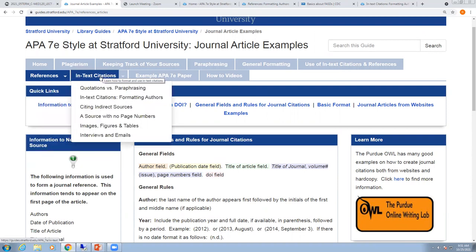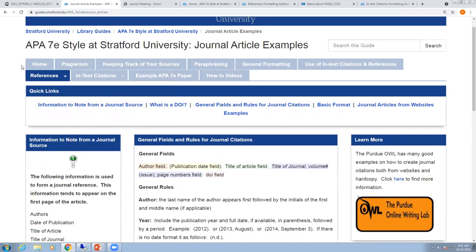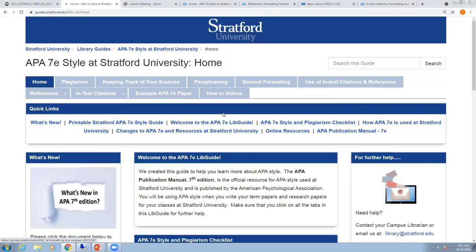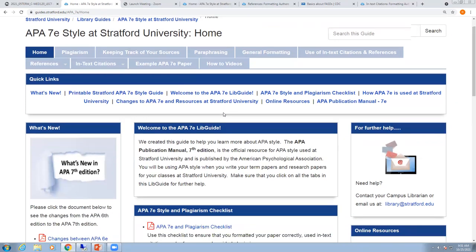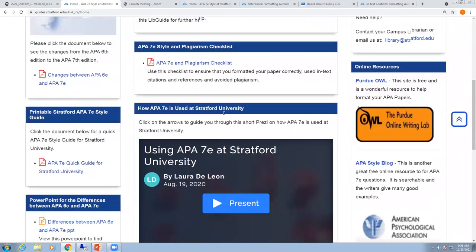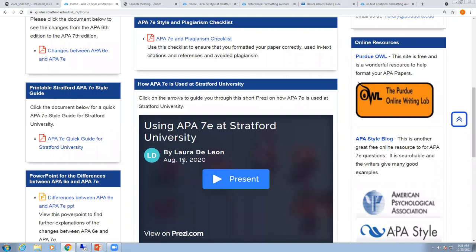Same thing with in-text citations. There's more information about quoting and paraphrasing, but how to format the authors or indirect sources, things like that. Now your home page, which is what you'll always come to when you click that link, down below here, this is where I showed you the formatting and things like that.